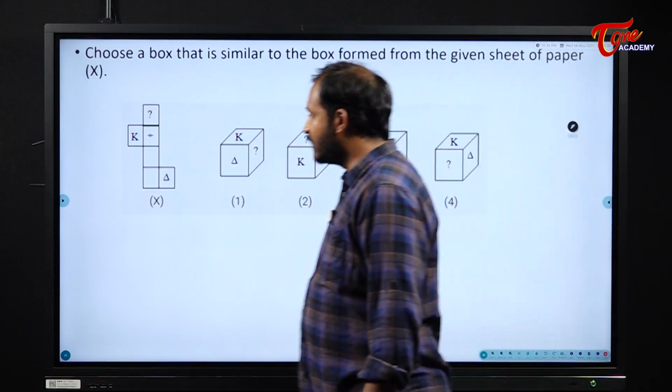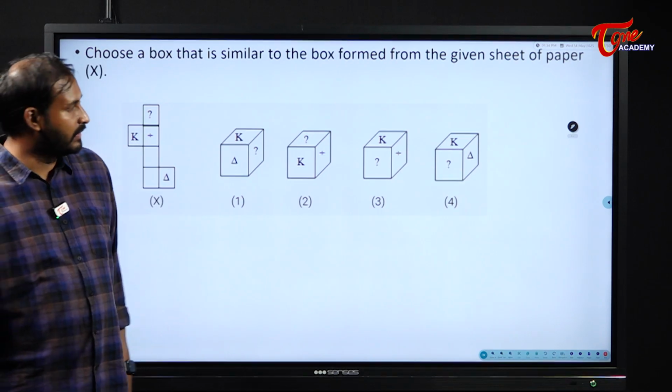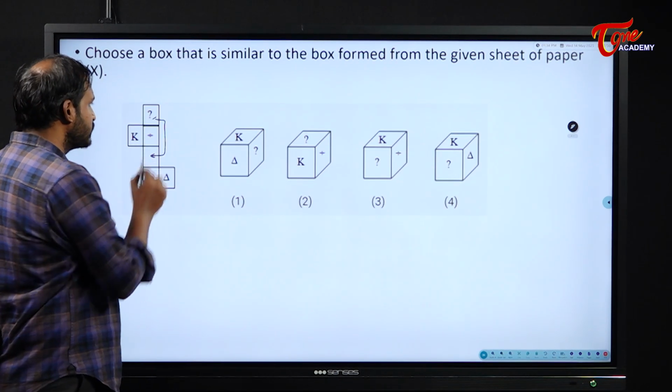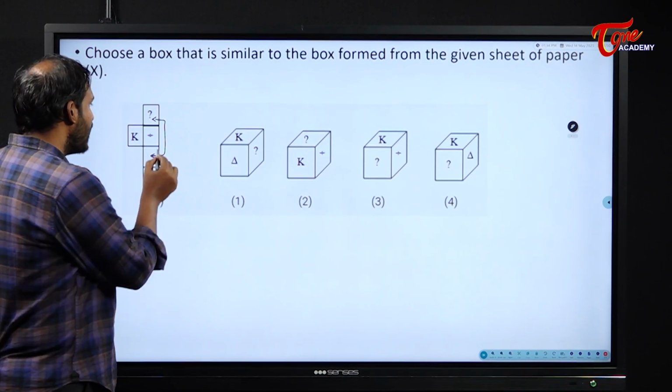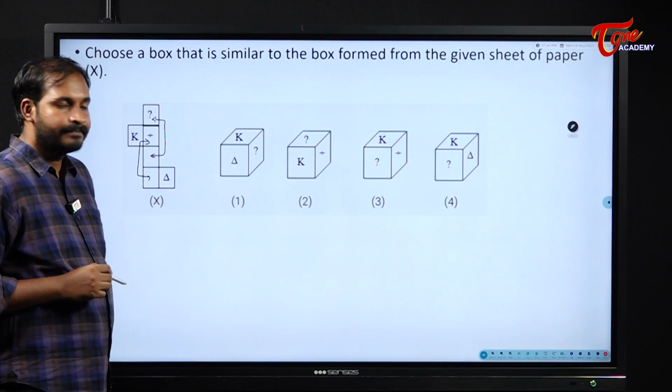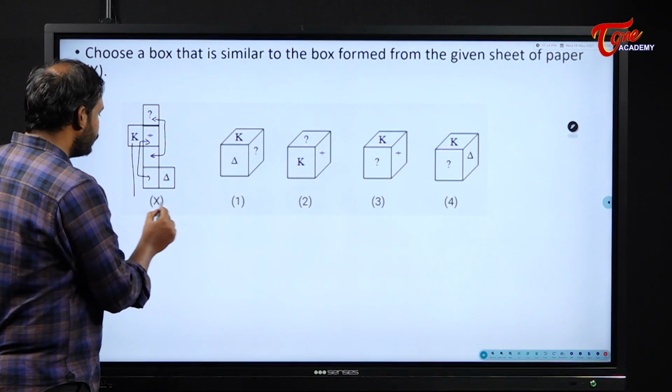Now, see here we have symbols. What can we see? Question mark is opposite to empty box. And division is opposite to empty box. And K is opposite to triangle.